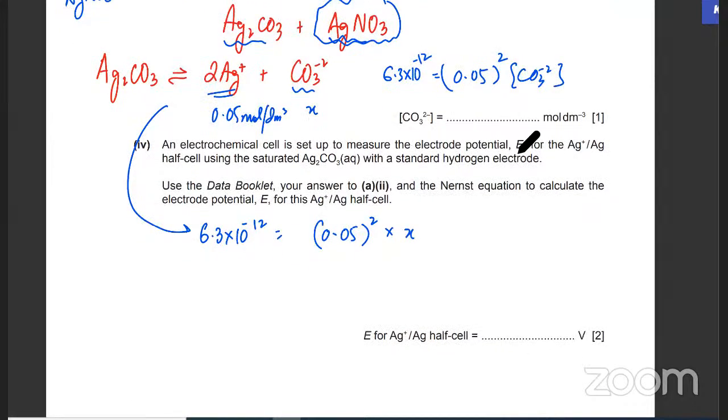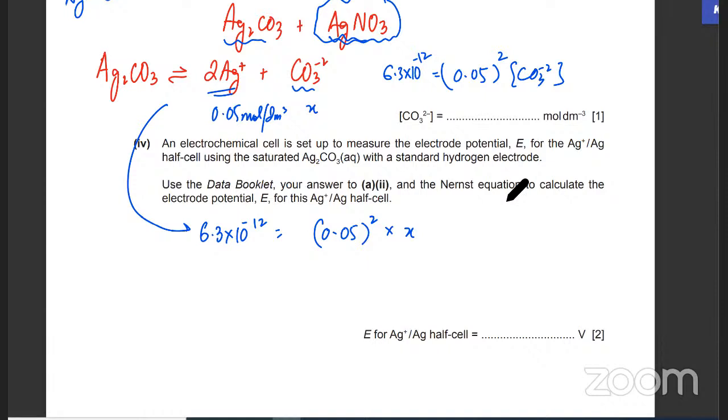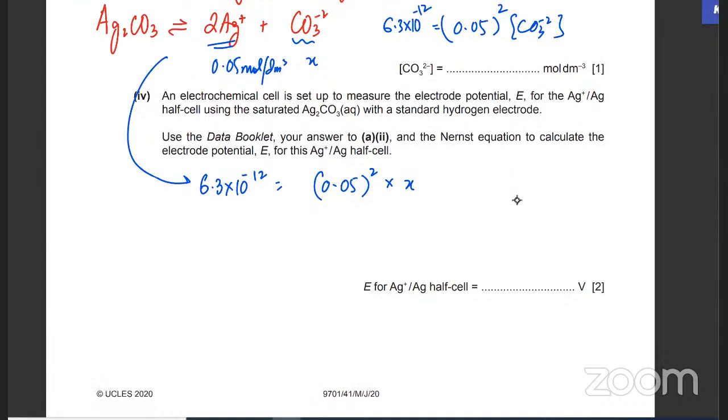A cell is set up to measure the electrode potential of silver ion silver, using the saturated Ag2CO3 with a standard hydrogen electrode. Use the data booklet, your answer to A2 and the Nernst equation to calculate the electrode potential. The Nernst equation has come up. It's a question on the Nernst equation. So you have to find.